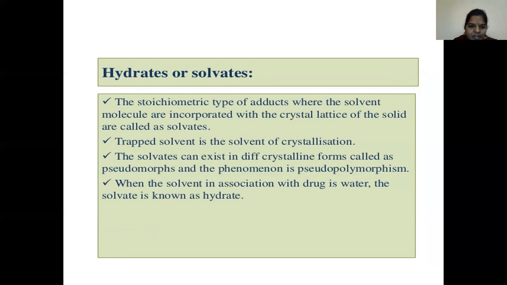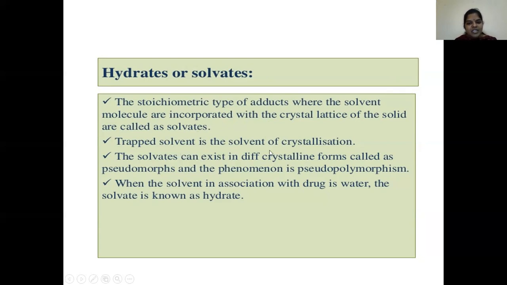Okay, the stoichiometric type of adducts where the solvent molecule is incorporated with the crystal lattice of the solid. So here your drug moiety has a crystal lattice, right? So in that crystal lattice your aqueous solvent will be incorporated. So your crystal lattice incorporated with the aqueous solvent is called a hydrate. So your drug compound first forms a crystal lattice and it absorbs, it is incorporated into the aqueous medium. Then it leads to the formation of solvates.